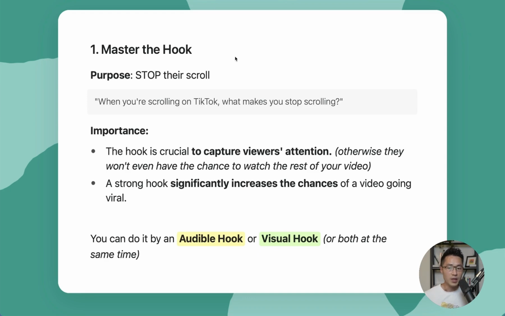The first element is master the hook. The purpose of the hook is to be able to stop somebody's scroll. Just imagine someone scrolling on TikTok one after another. What will actually make them stop their scroll and watch your video? The hook is crucial to capture viewers' attention.